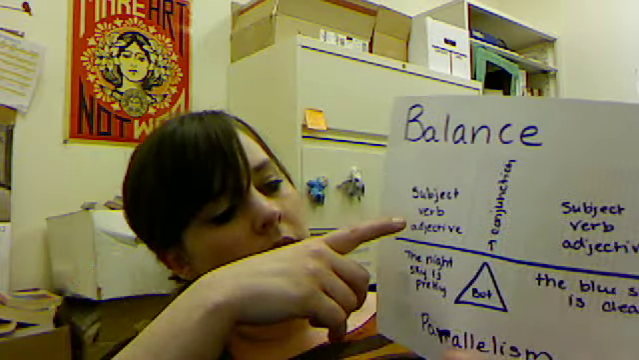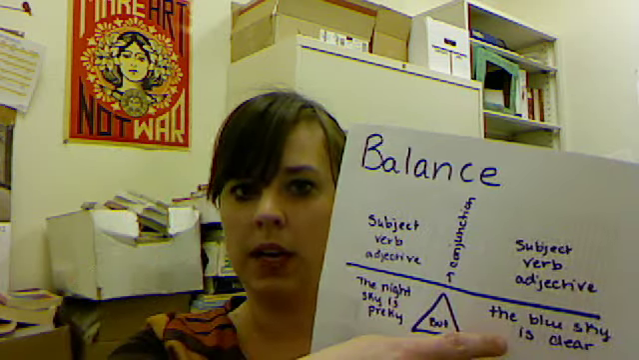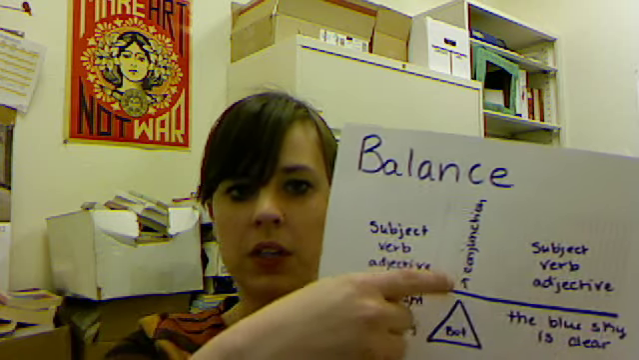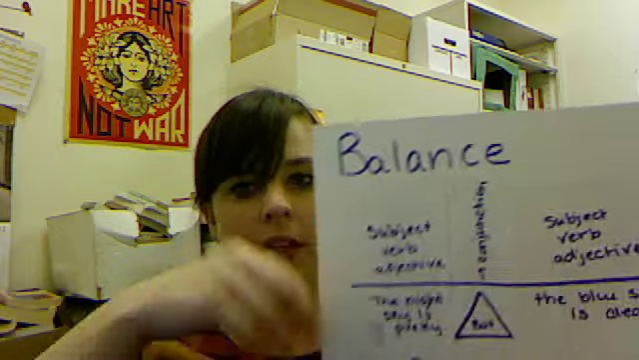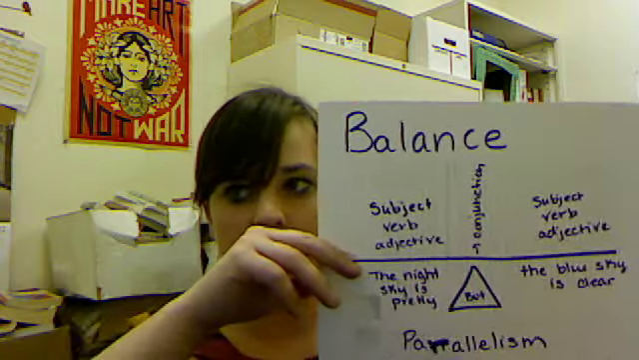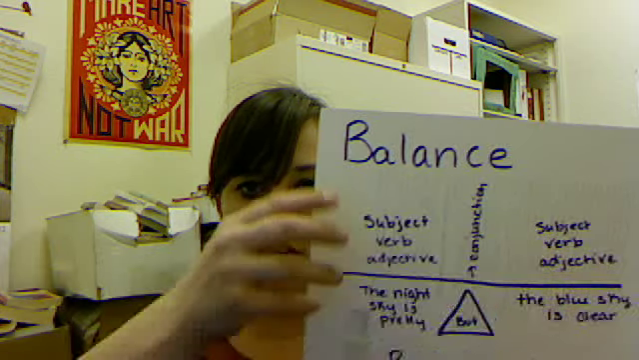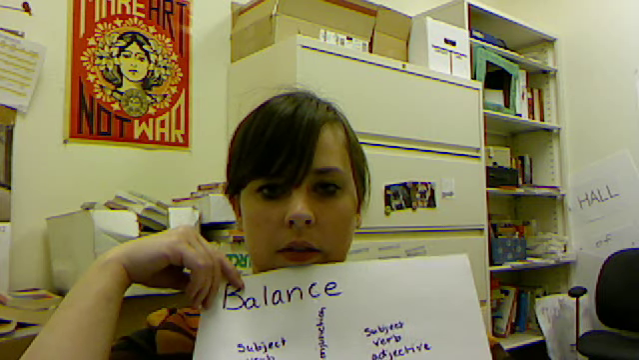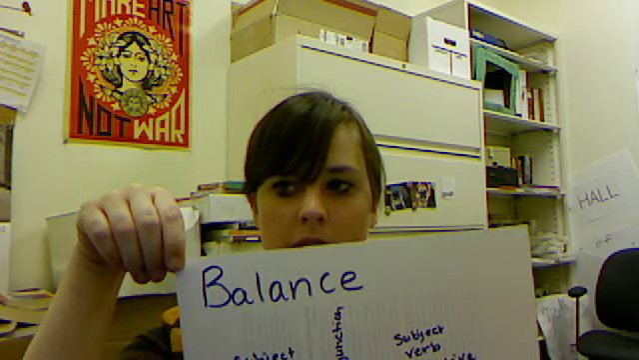So if I have a subject, a verb, and an adjective on one side, I want to have something kind of similar on the other. And the thing that balances it in the middle is usually a thing called a conjunction. We'll talk more about these things when we talk about run-on sentences and different types of sentences. But this is what it's talking about when it says parallelism. So if I have, the night sky is pretty, but the blue sky is clear, those have the same kinds of words on both sides of the conjunction. So the scale is balanced. So that's another thing to look for in effective sentences.